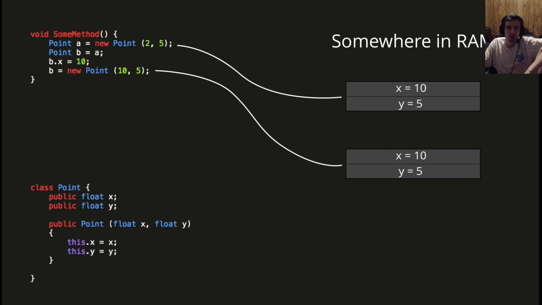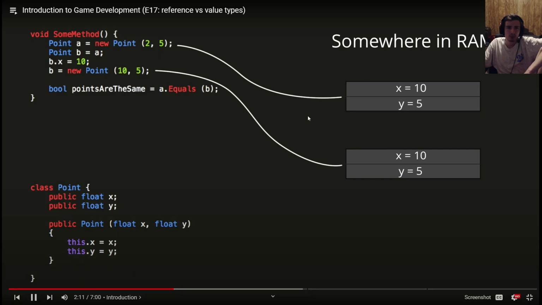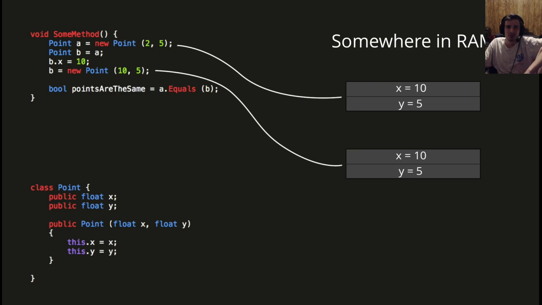Currently, both points have exactly the same coordinates, so what would happen if I created a bool called points are the same to store whether or not point a equals point b? Would that variable be true or false? Well, with reference types, the values don't matter. What matters is whether or not the variables are referring to the same location in memory, and currently they are not, so the bool will be false. That's goofy, bro.